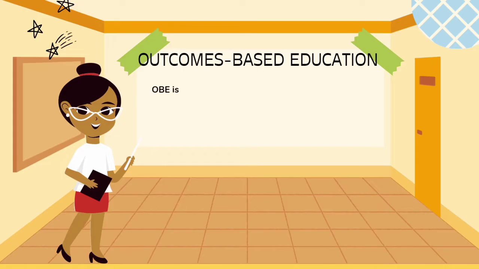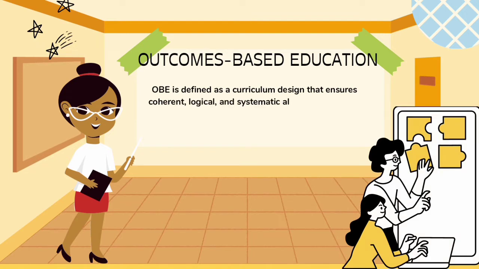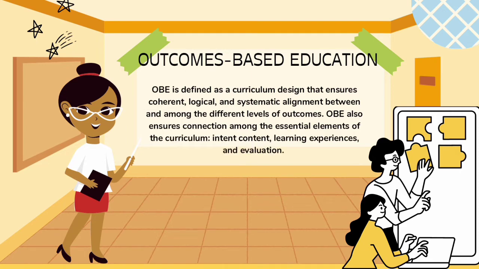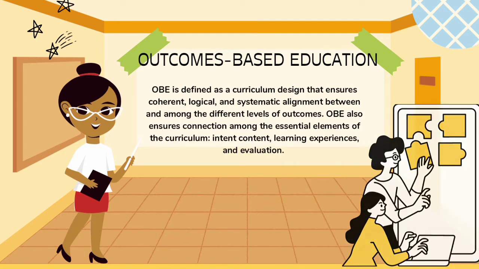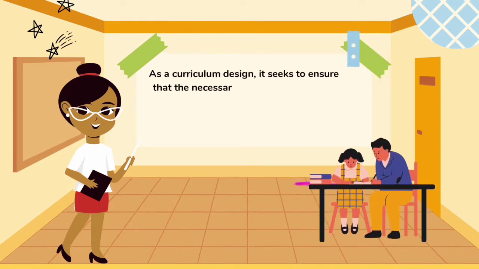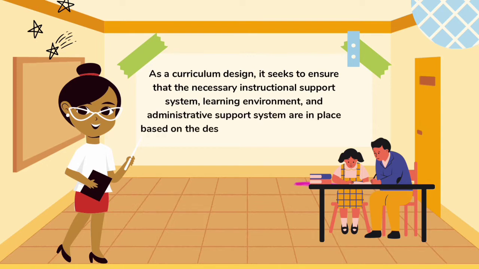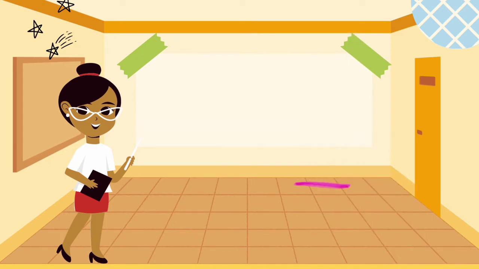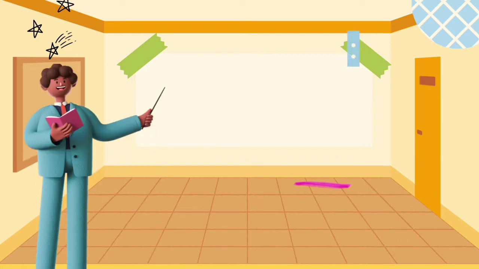OBE is defined as a curriculum design that ensures coherent, logical, and systematic alignment between and among the different levels of outcomes. As a curriculum design, it seeks to ensure that the necessary instructional support system, learning environment, and administrative support system are in place based on the desired outcomes developed by HEI. It supports the quality assurance system.